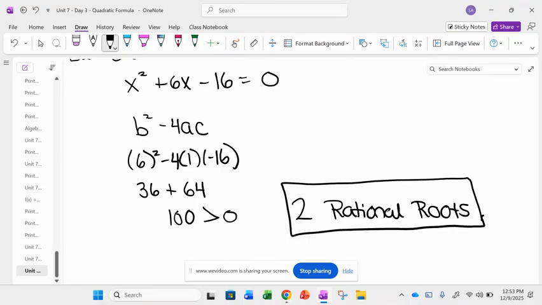And what does that mean, 2 rational roots? Visually. No, rational is not necessarily a whole number. Rational can be a decimal as long as it's terminating, because an irrational number is a decimal that doesn't terminate and doesn't repeat in a pattern.